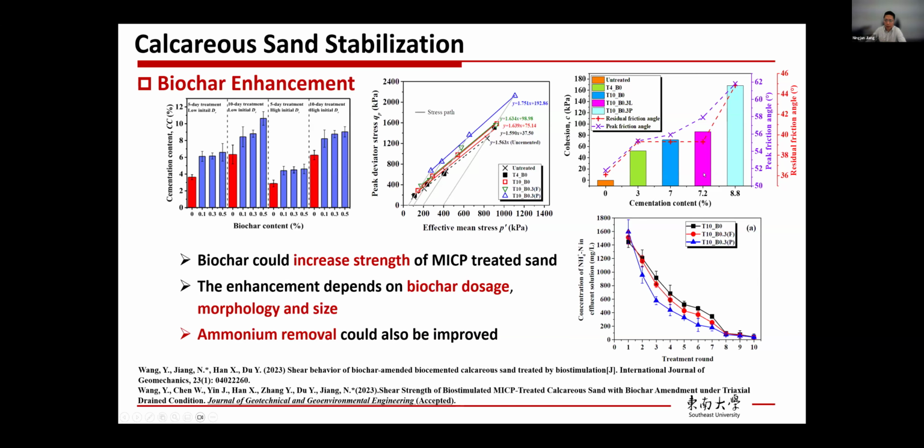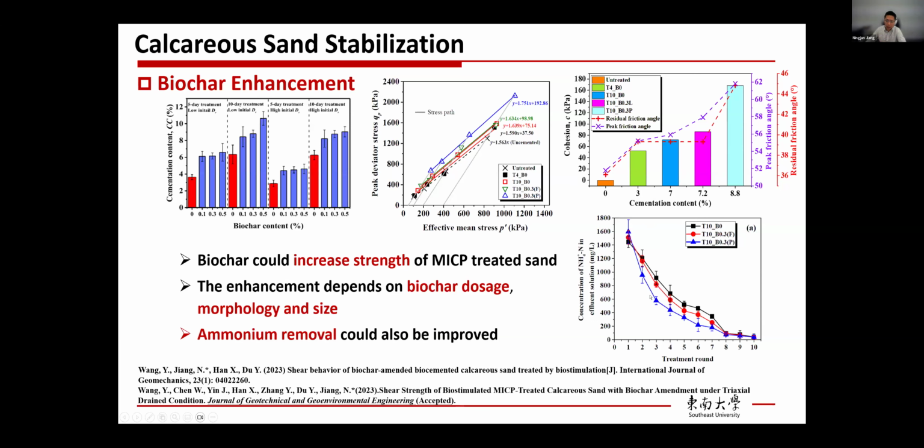Then if we compare the pink one with the light blue one, their difference is the morphology or the shape of the biochar. The light blue one is a powder shape, and the pink one is a larger one, like the needle one. Obviously, if we have finer biochar particles, then the enhancement effect is better.